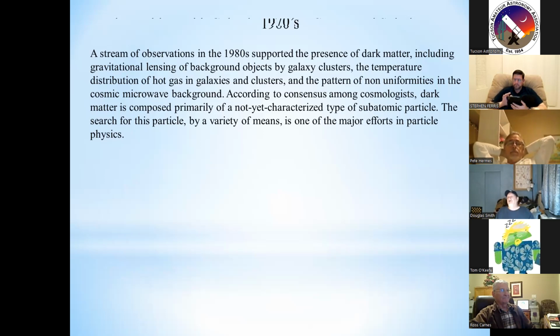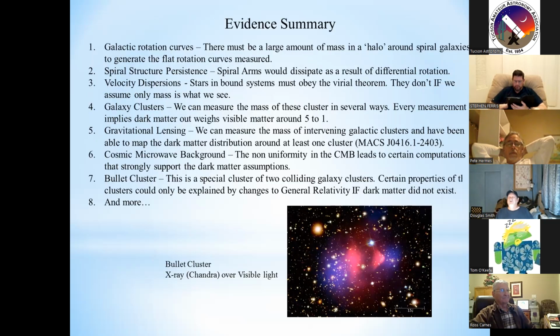They started looking at the pattern of non-uniformities in the microwave background. And all of these measurements started coming up that you've got a lot of dark matter out there, and it's roughly 80 to 85% of the mass of the universe is dark stuff that you can't see. So just, again, a summary of the kind of evidence that they've got to support dark matter being there.